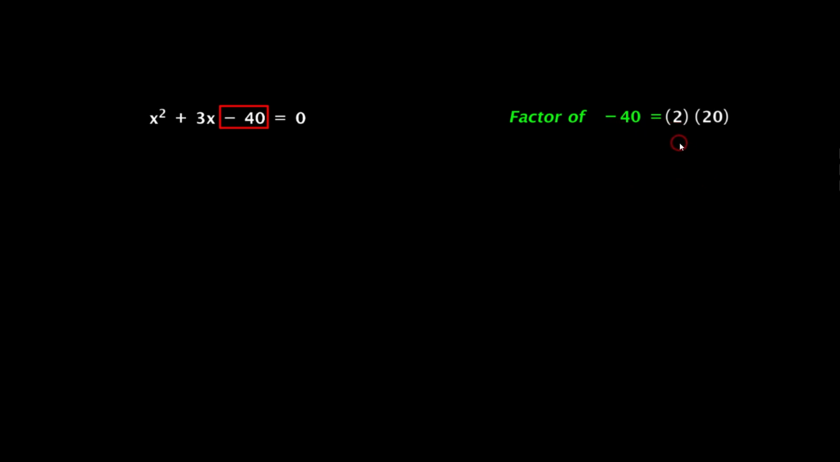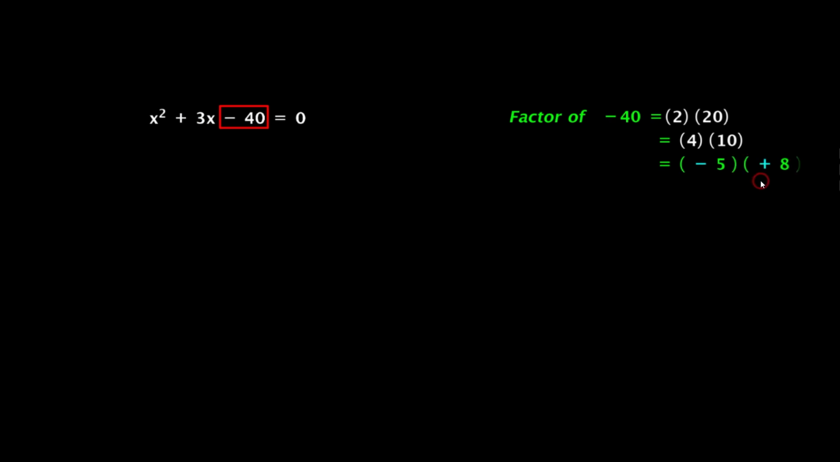Now, we have a much faster method coming soon. 2 times 20 is 40. Can we get an addition or subtraction of 2 and 20 that gives 3? No. Another try. 4 times 10 is 40. If we add the 4 and 10, we get 14. If we subtract, we get 6, not 3.